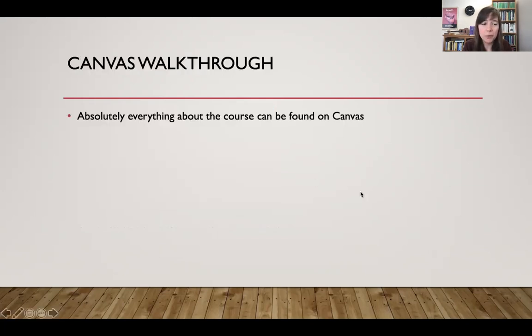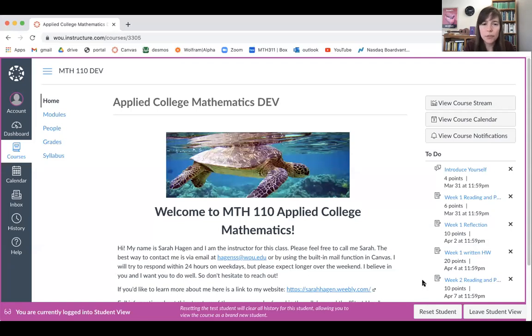Okay, at this point I want to do a Canvas walkthrough because that's where the course is. The course lives on Canvas, so let's take a look. I'm going to stop sharing my slides and take a moment to share the Canvas page. So this is close to what your Canvas homepage will look like, except it won't say dev here. It says that because this is my course development page, but your Canvas should look something like this. So it'll land you on this welcome page.